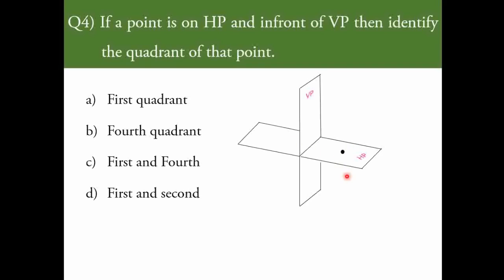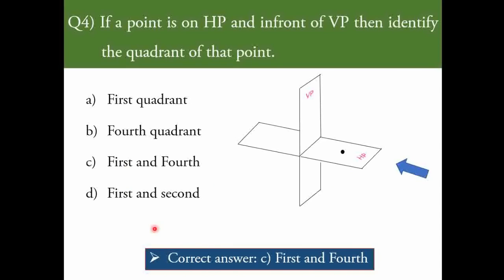Such a type of point belongs either to the first quadrant, second, third or fourth, or as per the options, first quadrant, fourth quadrant, first and fourth, and first and second. So here you can observe the horizontal plane is common to the first and fourth quadrant, and if the point is present on the horizontal plane, then it will be present either in the first quadrant or in the fourth quadrant. So the correct option for this question is option number three, that is the first and fourth quadrant. The arrow mark indicates the direction of the observer. Always the observer is present towards the right side of all the four quadrants.